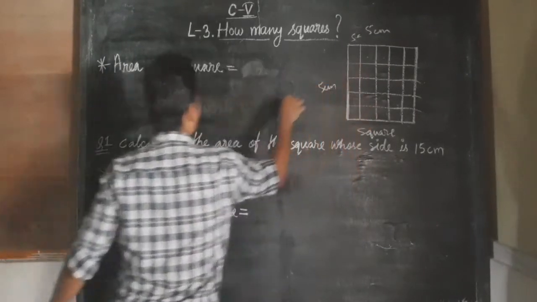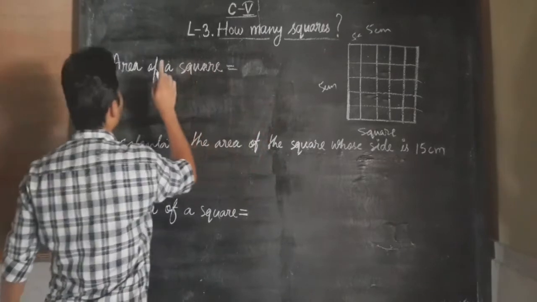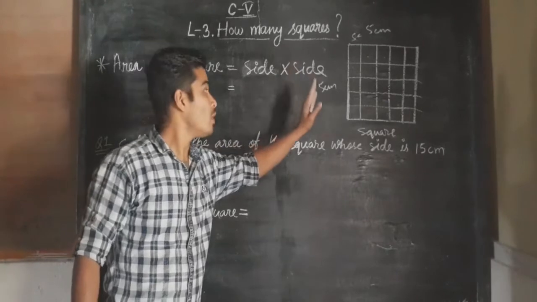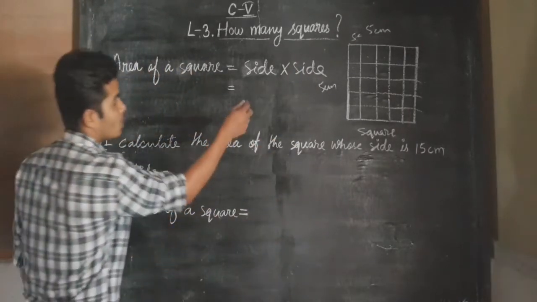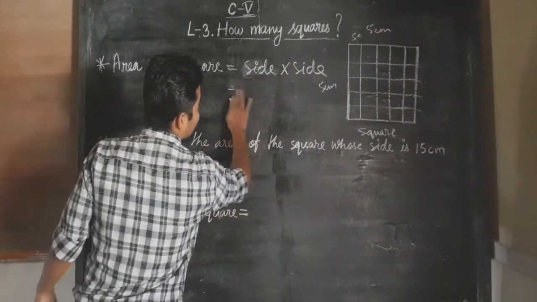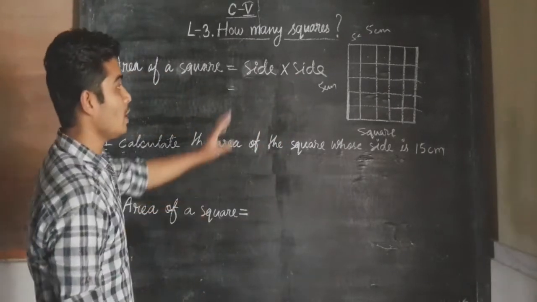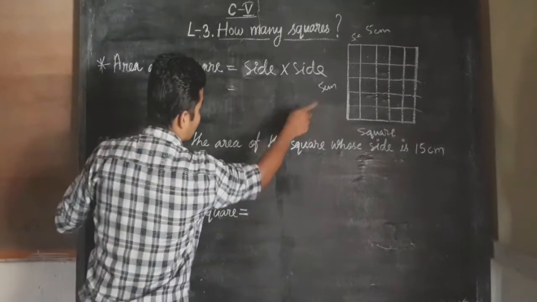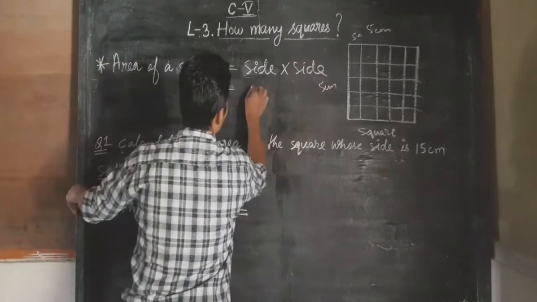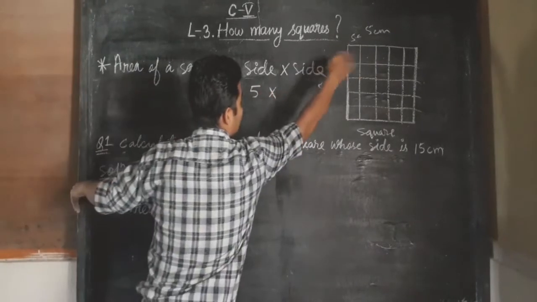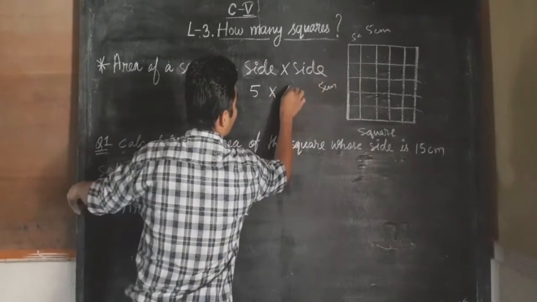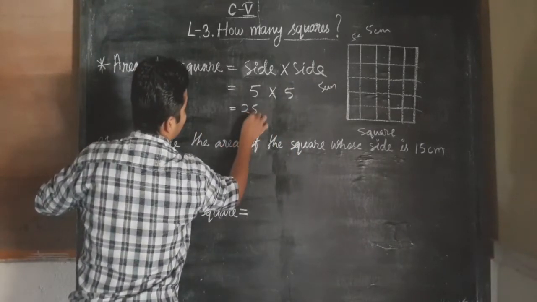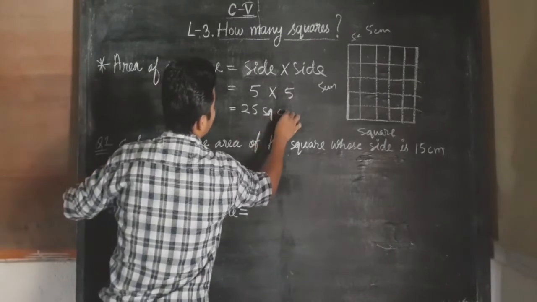So if we multiply 2 sides together, then we will get the area of a square. So for finding the area of a square, we have to multiply only 2 sides. So if you multiply 2 sides, then we will get how many small squares there are in this big square. So how many squares are there in that? You see, one side is 5 squares and another side also 5 squares. Okay, then if you multiply these two, we get 25 square centimeter.